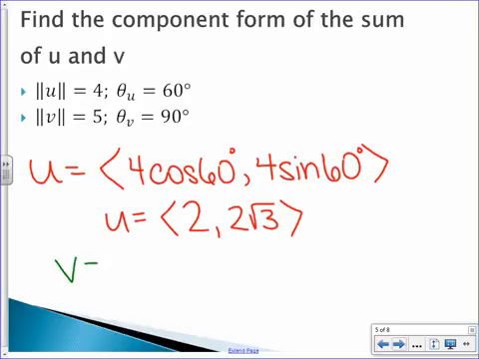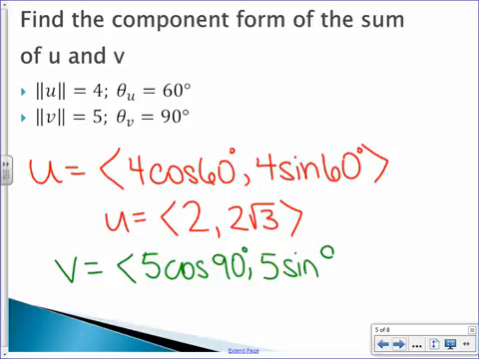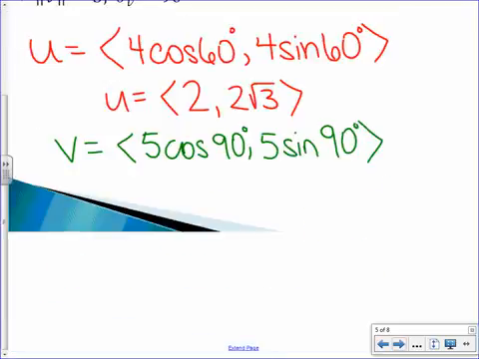Vector v. Okay. Our horizontal component is going to be 5 cosine of 90 degrees. Our vertical component is going to be 5 sine of 90 degrees. Is the first one 0? Yes. Cosine of 90 degrees is 0. Sine of 90 degrees is 1. So we have the vector 0, 5.